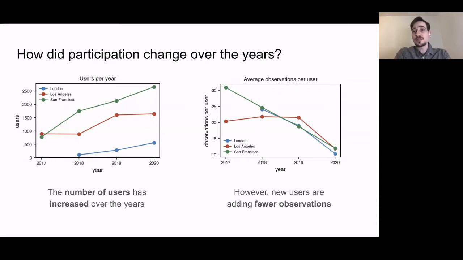One interesting thing is that the number of observations has also increased over the years, but the average observations per user has decreased. So these newer users that have joined in the later years have contributed fewer observations on average, or the total number of observations per user has gone down.